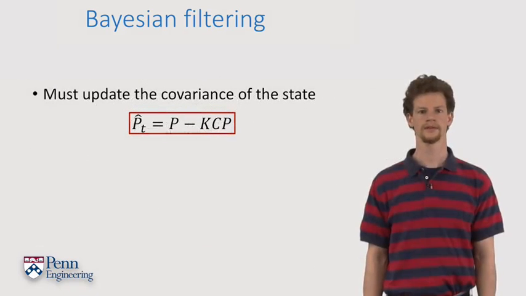The most likely estimate of the state is very important, but the uncertainty matters as well. The covariance of the state must be updated using the Kalman gain. The expression for updating the covariance is provided here. You should derive this expression as a good exercise for comprehension.